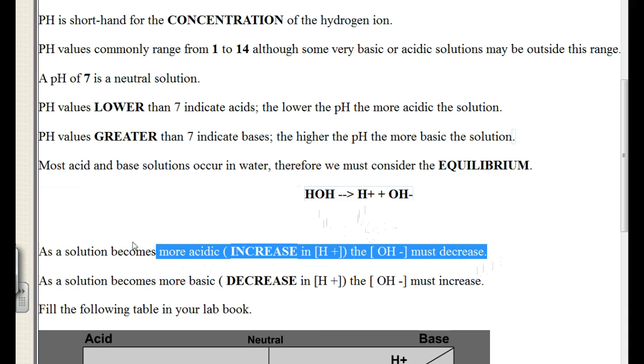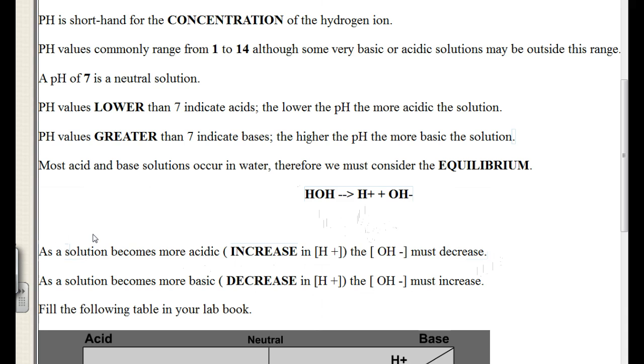Think about these things that I'm about to say. As a solution becomes more acidic, meaning there's an increase in H plus, the OH must decrease. We said that just 10 minutes ago. Next line, as a solution becomes more basic, that's a decrease in H plus, the OH must increase. Alright, because once again, if one goes up, one has to go down.